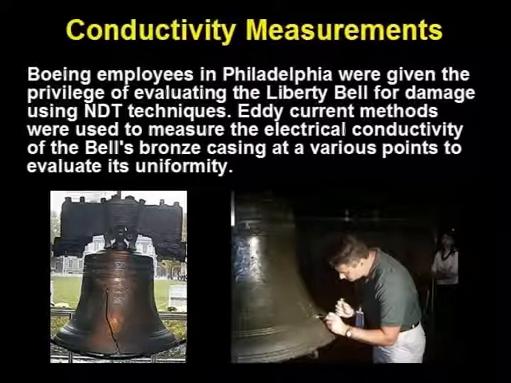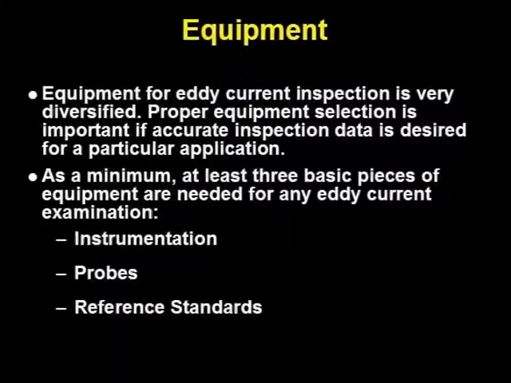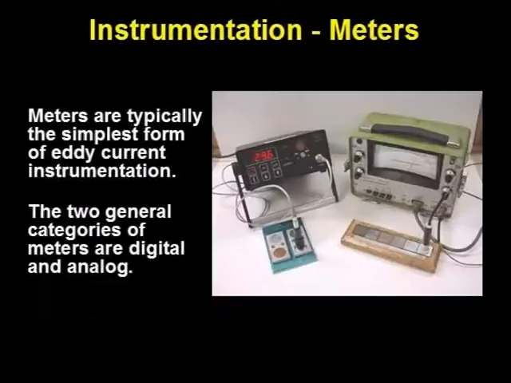Eddy current methods were used to measure the uniformity of conductivity in the Liberty Bell in Philadelphia after the bell was attacked by a visitor using a hammer. There are many types of eddy current equipment. The equipment may be special purpose or general, but consists of instrumentation, probes, and reference standards.